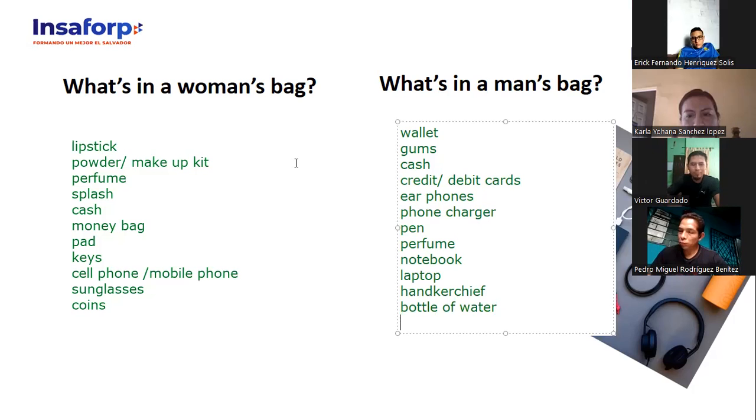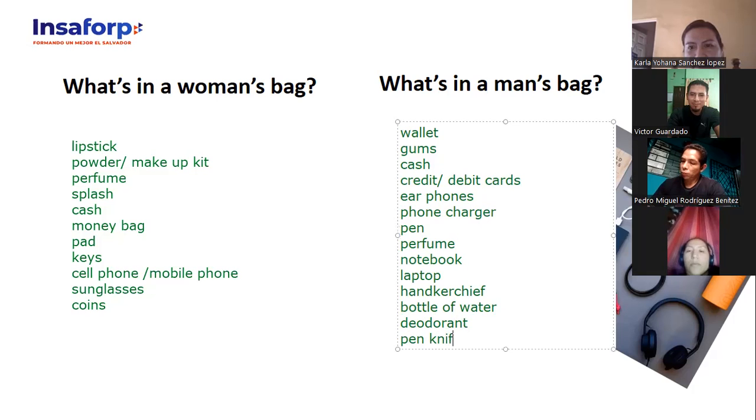Okay. Deodorant. Yes, that's important too. Okay, camera. Some men have a pen knife. ¿Saben? Do you know what a pen knife is? Es una navaja, pen knife. Las que se doblan, ¿verdad? Pen knife. Okay, also you need coins, right? Pencil, ya pusieron pencil. Pencil or pen.